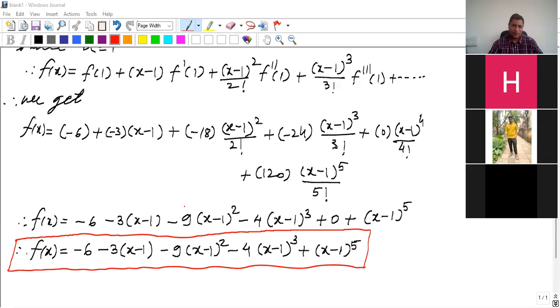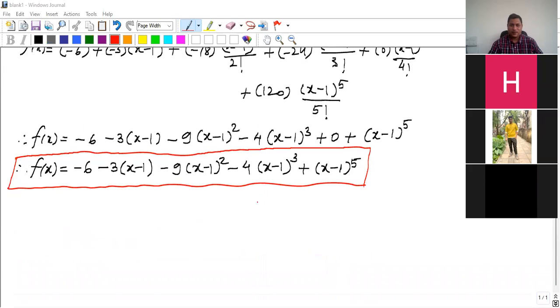Got it? Yes, answer is correct. Very good. So you know now how to verify. That's good. Okay. So let us go for another example.